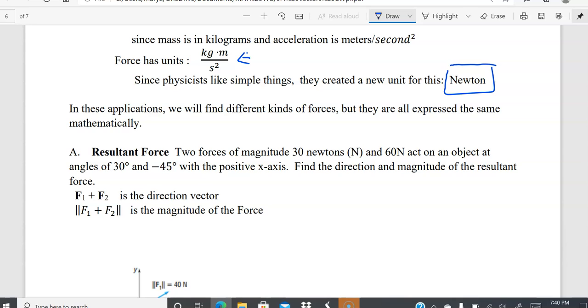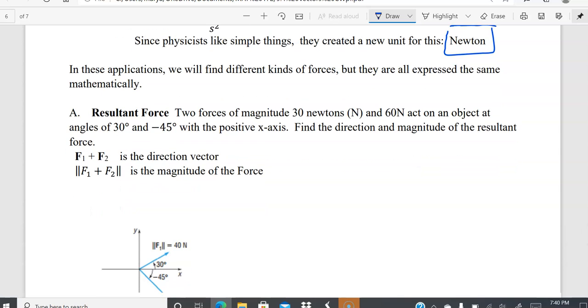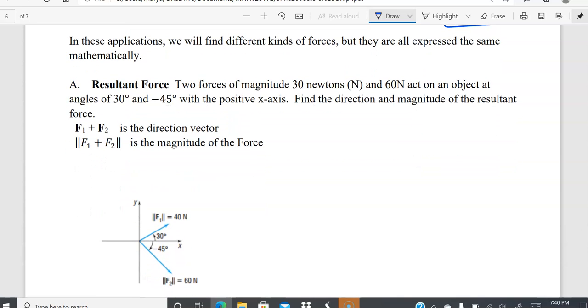So you're going to be given some information, and in this case, you're given a picture, and you're told that there are two forces acting at a point, and we're always going to make that point the origin. One force has a magnitude of 40 newtons, and it's at a direction of 30 degrees. The other force has a strength of 60 newtons, and it's at a negative 45 degrees.